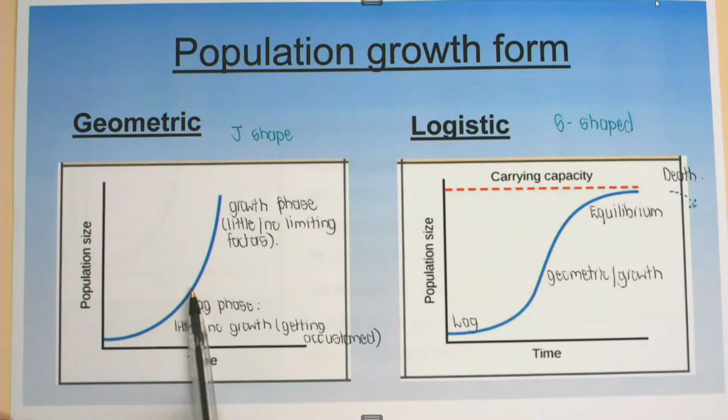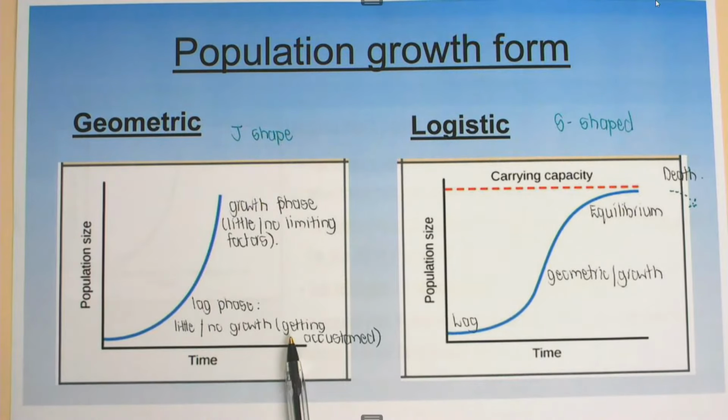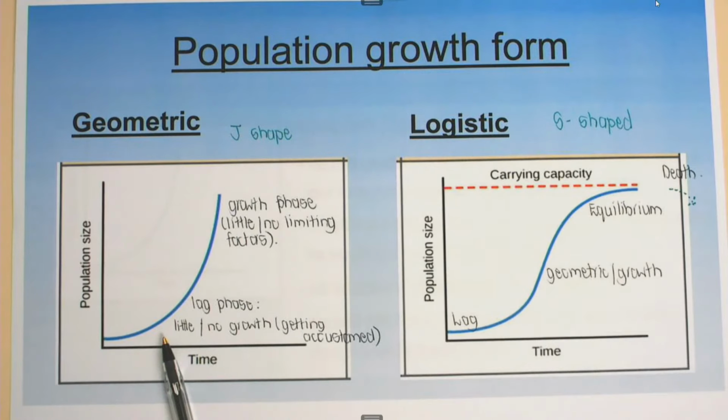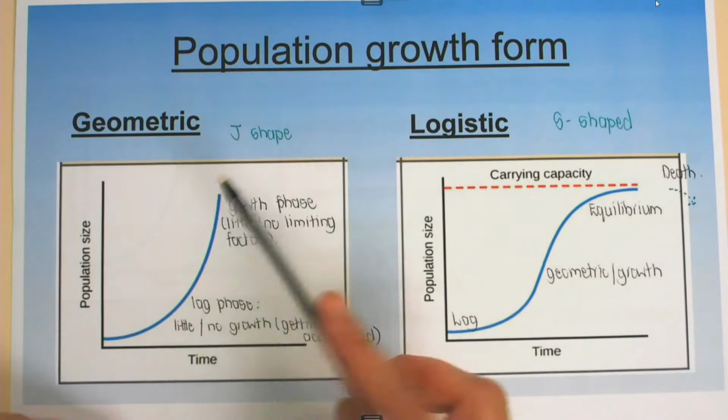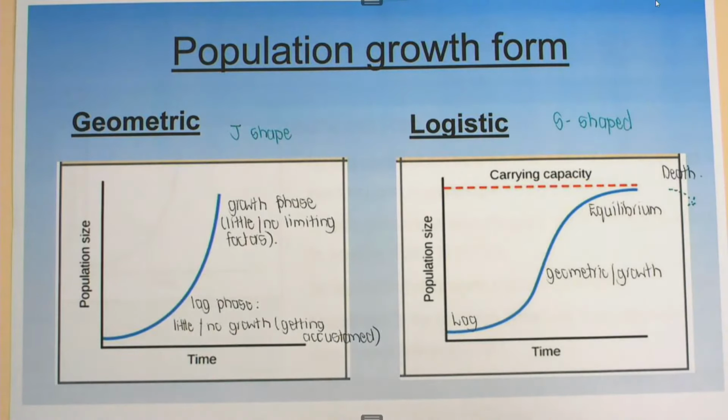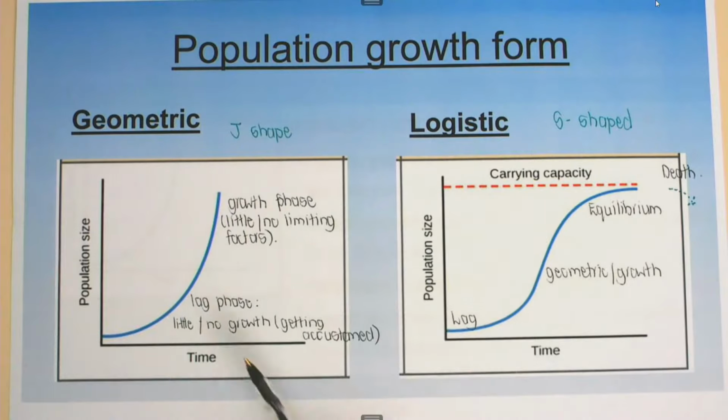Now, this first section that we have here, we call the lag phase. There's little or no growth, or slow growth, because the animals are getting accustomed to the environment. Where's the food? Where's the water? Where can they be safe? Where are the predators, etc. And then there's exponential growth, and it grows and grows until, or while, there are no limiting factors. And at some stage, you can see now it stops, the growth stops or stabilizes. That's the geometric growth form.